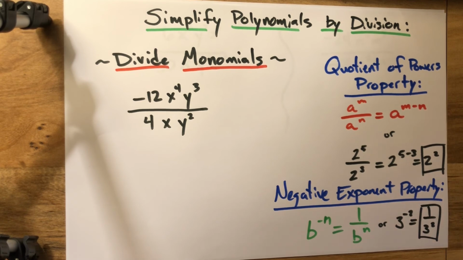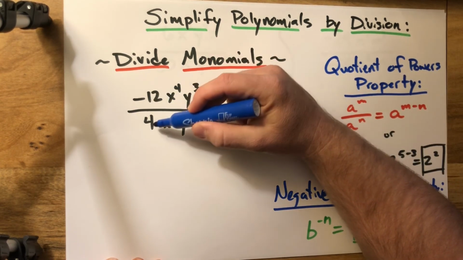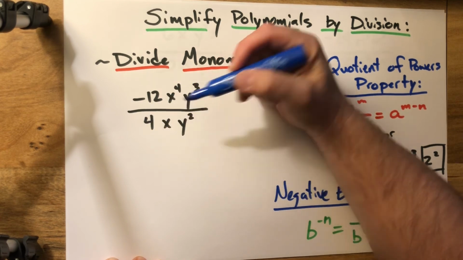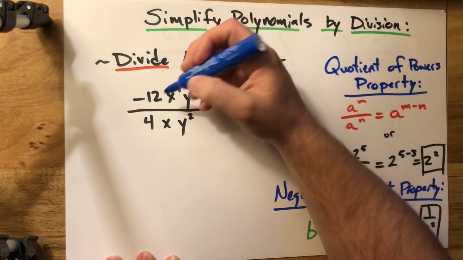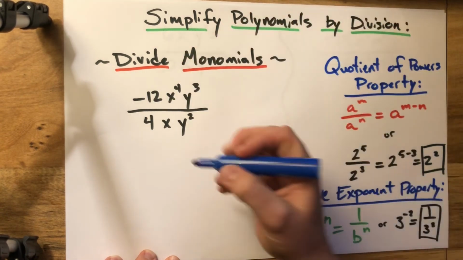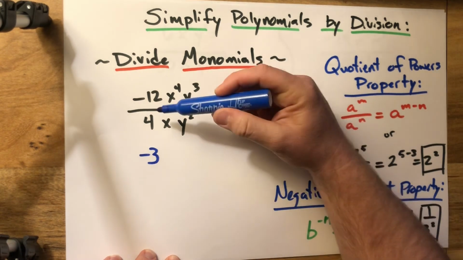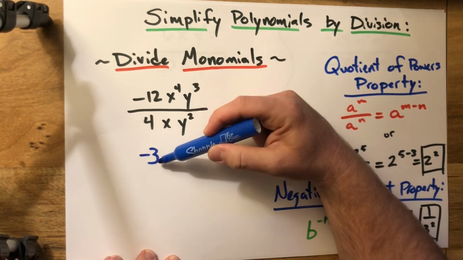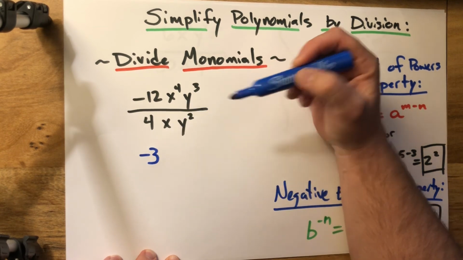Again, dividing monomials. First things first, we're going to line this up and look at our negative 12 and 4. We can simplify negative 12 and 4 by either dividing them both by 4 or saying that negative 12 divided by 4 is negative 3. Once we've found our whole number simplification, we can move on to the variables.